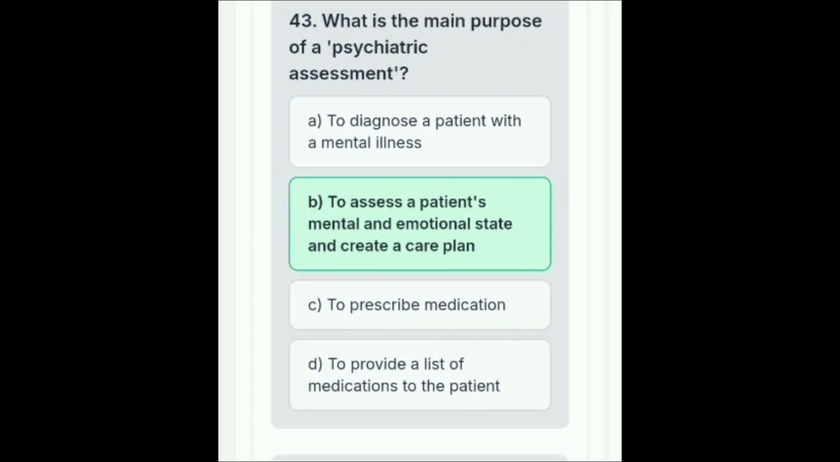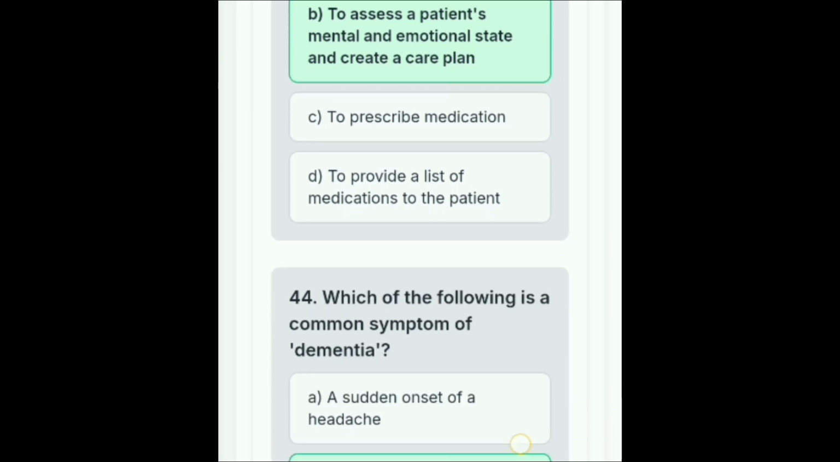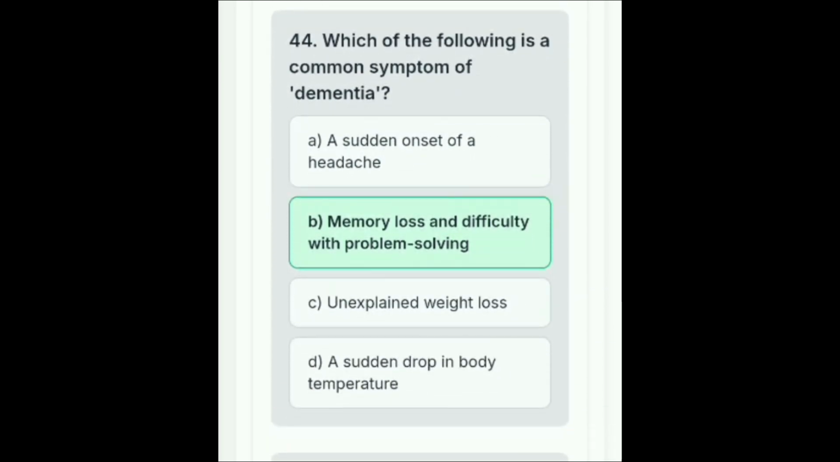What is the main purpose of a psychiatric assessment? A, to diagnose a patient with mental illness; B, to assess a patient's mental and emotional state and create a care plan; C, to prescribe medications; D, to provide a list of medications to the patient. So the B is correct.